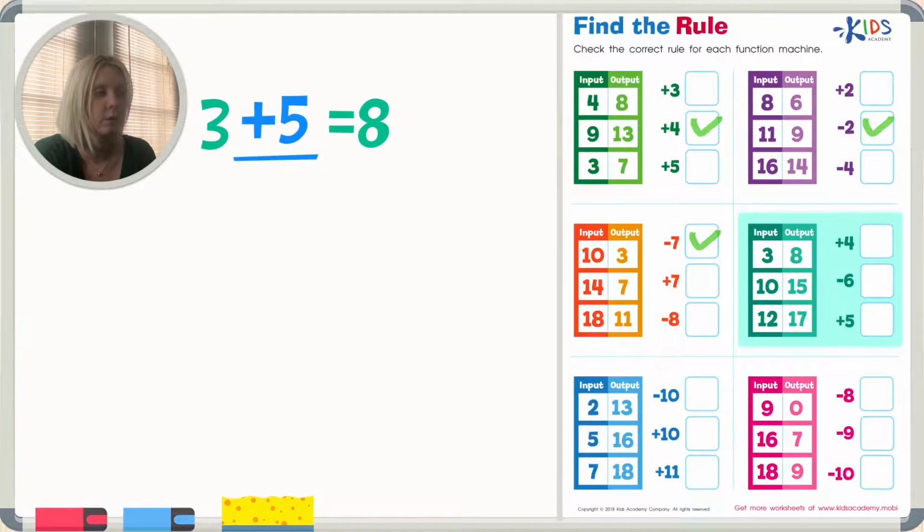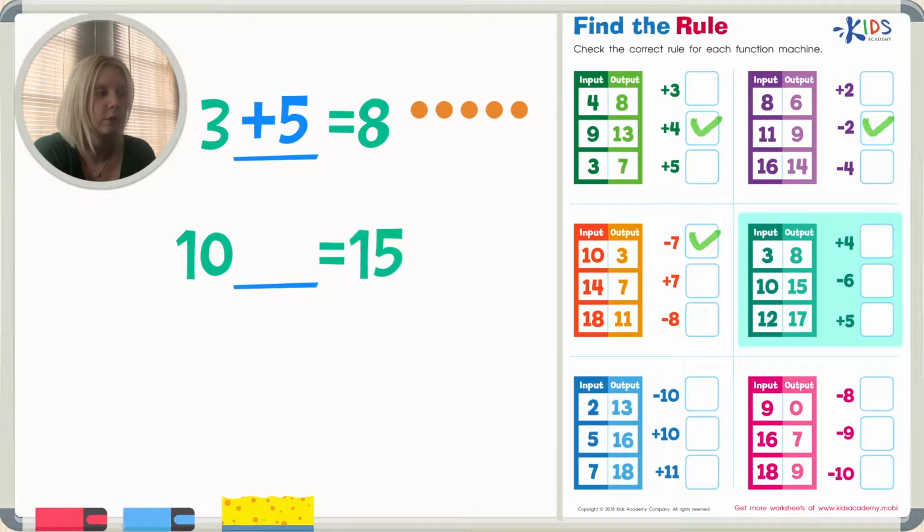We've got 3. We're going to count on 1, 2, 3, 4, 5. So 3, 4, 5, 6, 7, 8. Is that right? Yeah, that's right. So that's probably going to be the answer, but let's just double check. Let's do 10 and then something is going to equal 15. Okay. I'm gonna think that it's 5, and actually, you know what? I already know that it's 5.